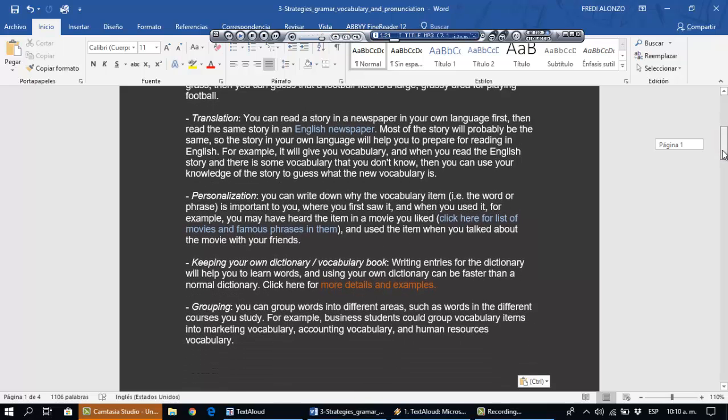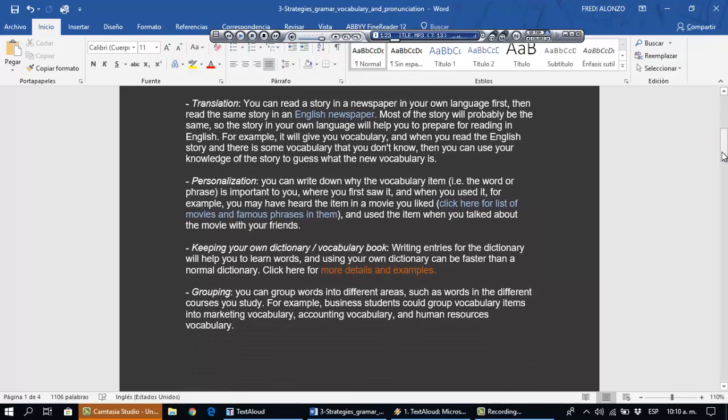Personalization. You can write down why the vocabulary item, i.e. the word or phrase, is important to you, where you first saw it, and when you used it. For example, you may have heard the item in a movie you liked. Click here for a list of movies and famous phrases in them, and used the item when you talked about the movie with your friends.